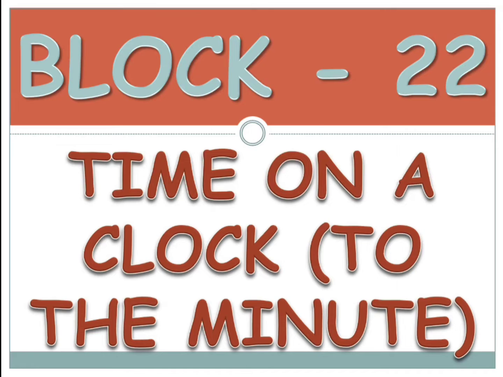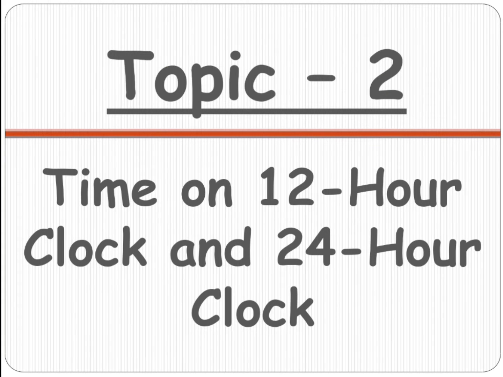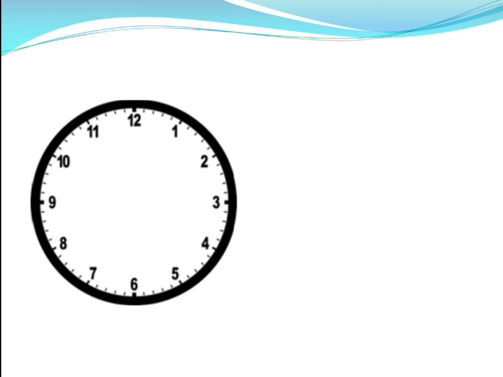Okay, now coming to your second topic: time on 12-hour clock and 24-hour clock. Okay, so let's see what is 12-hour clock and what is 24-hour clock. So 12-hour clock means, the time, isn't it? If the short hand is pointing towards 3 and long hand pointing to 6, that means 3:30. But which 3:30? Is it early morning 3:30 or in the afternoon 3:30? That we will get to know when we are following the 12-hour clock or 24-hour clock.